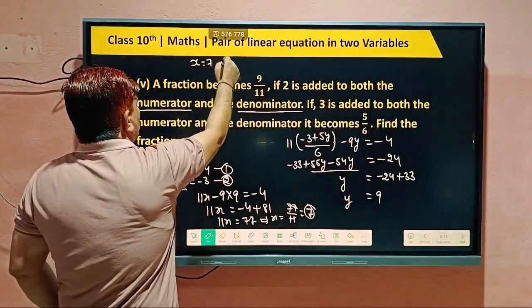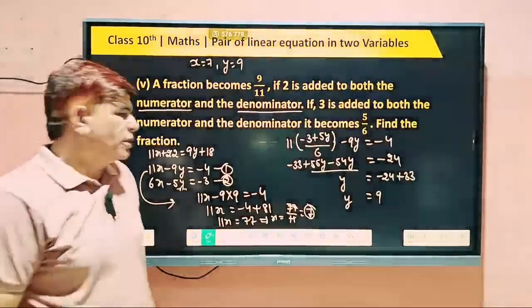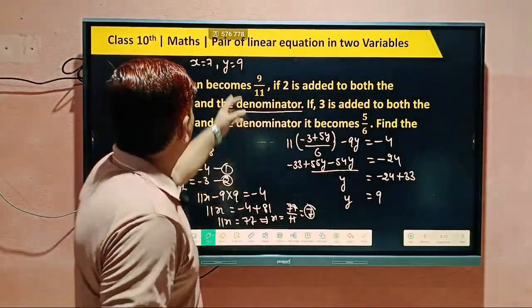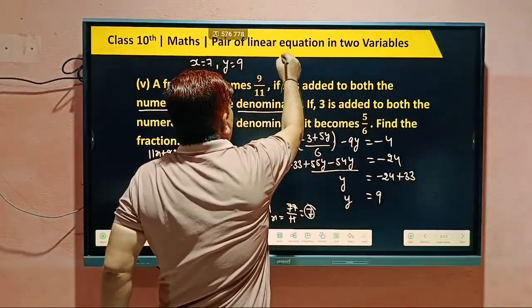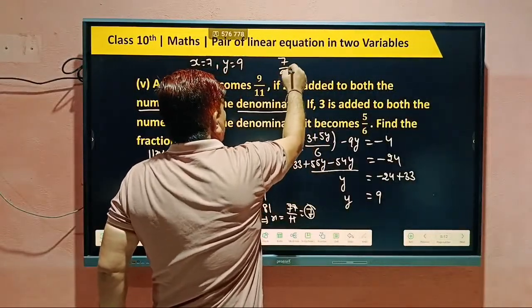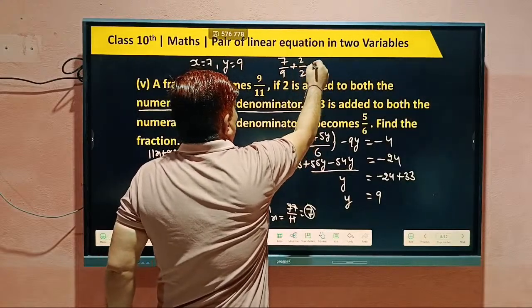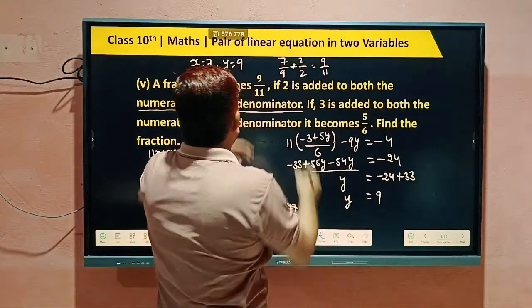7. What's the value of y? 9. You want to verify it, so you can verify in this way. Which one is the numerator? This. Denominator is this. So the fraction is 7 by 9. And when adding 2 on both sides, what does it become? 9 by 11. So where is it given? Look one time.